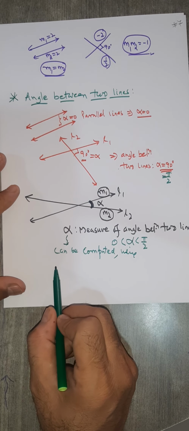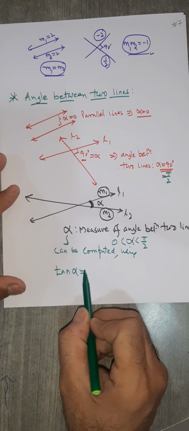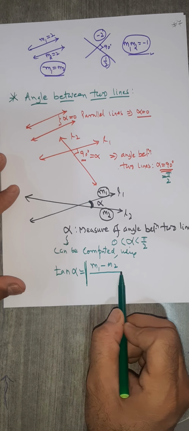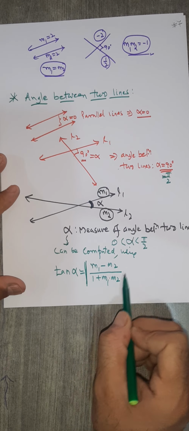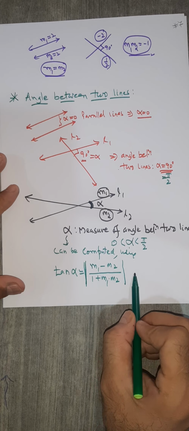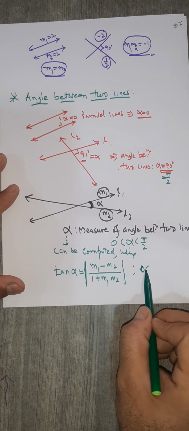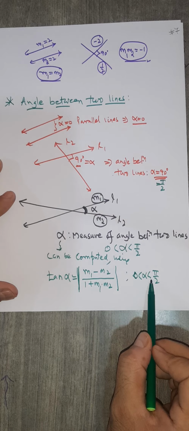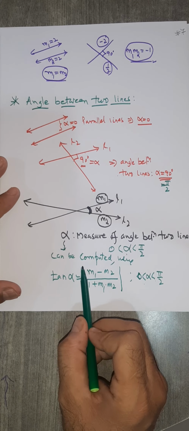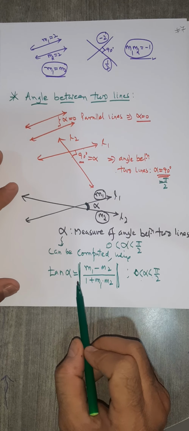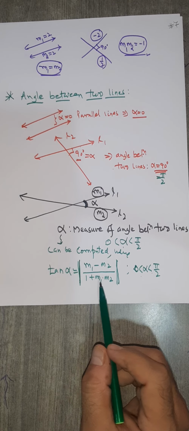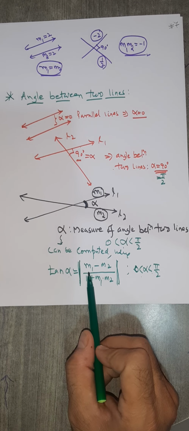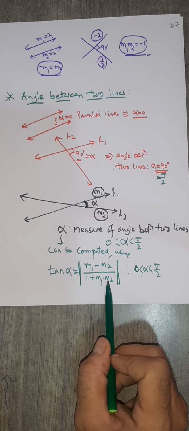This is the formula. I'll just state it. The proof is also there in the textbook if you're interested. Tan alpha equals, inside the modulus, m1 minus m2 upon 1 plus m1 into m2. Right? Where alpha always varies from 0 to pi by 2. If it is 0, then it is this case. If it is pi by 2, then it is this case. So it is an acute case. That's why, in fact, we have placed the modulus here. So this is the formula to get the measure of the angle between two lines: tan alpha equals, inside the modulus, m1 minus m2 upon 1 plus m1 into m2.